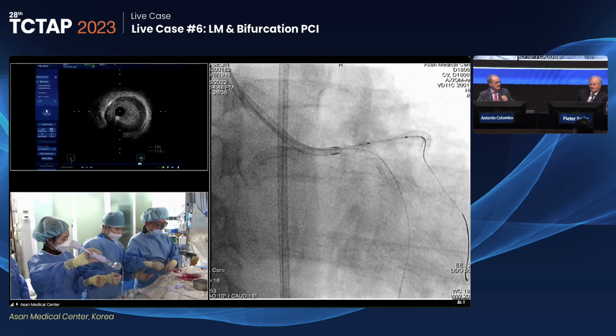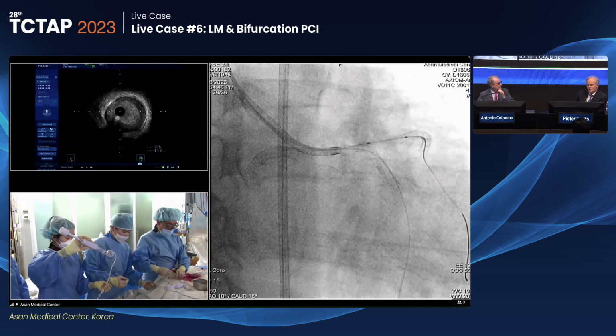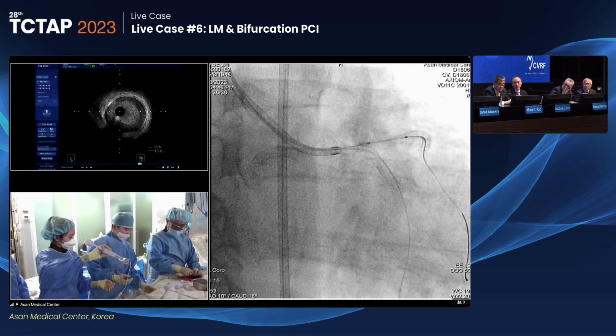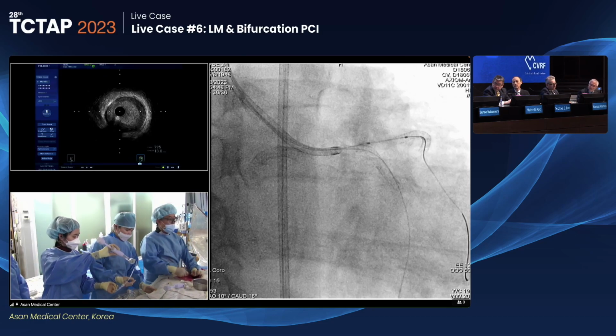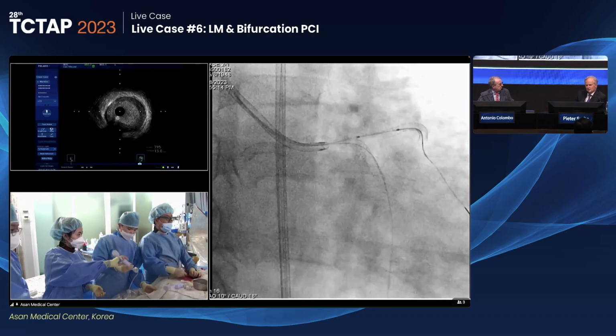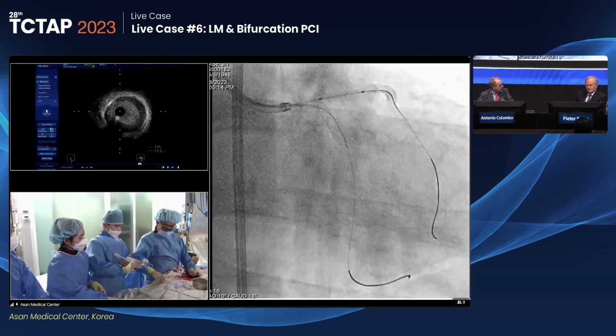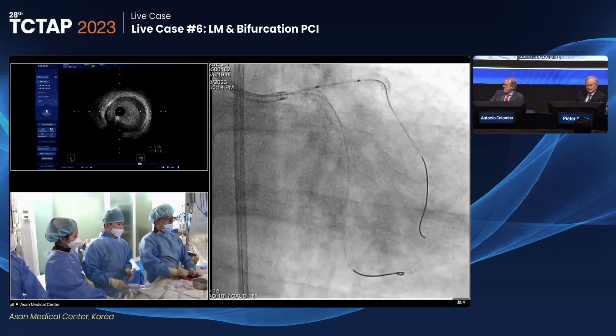Okay, I have one comment. The ostium of the circumflex doesn't seem to be very well expanded either. Yeah, we will make the decision after predilatation. Which doesn't mean that we're not going to stent, of course. You're going to do proper size predilatation.